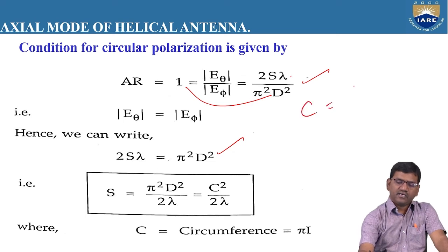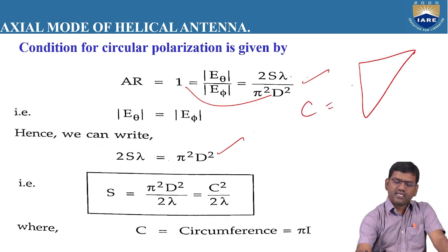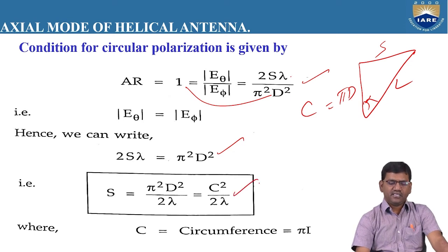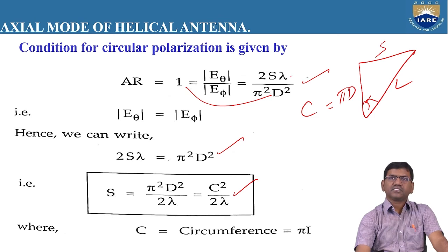And we know from the diagram that C is equal to pi d. And this is L, and this is alpha. C is equal to pi d. We substitute here, where the circumference is equal to pi d, so S equal to C square by 2 lambda.